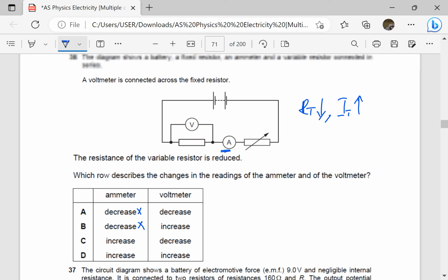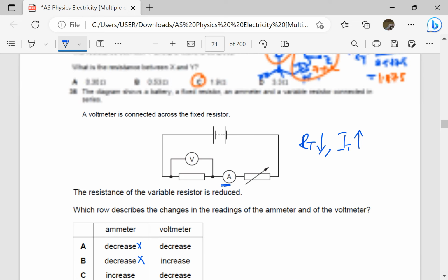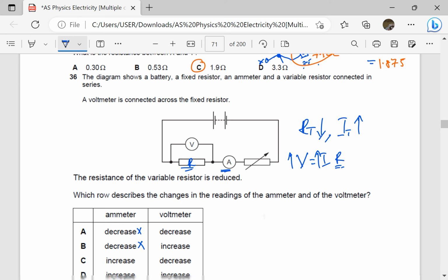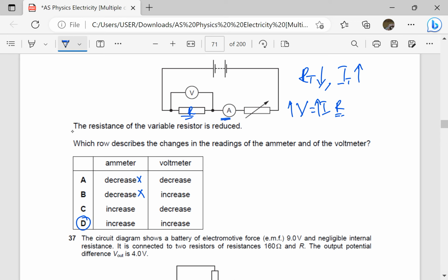Okay. But then, I think there was negligible internal resistance. So if the total current has increased, it means this is a fixed resistor, and now the current through it is higher. So the p.d. is going to be I times R. Even though R is fixed, current has increased, so V has increased. So our answer is going to be D.